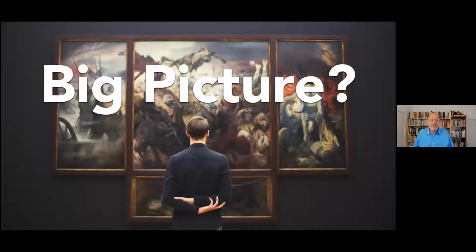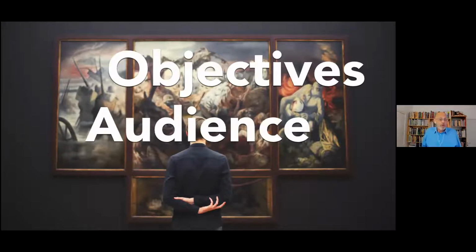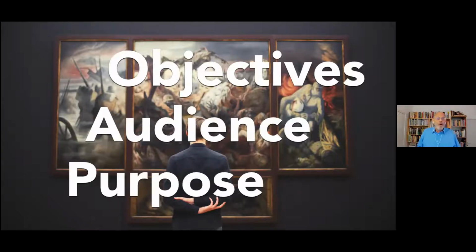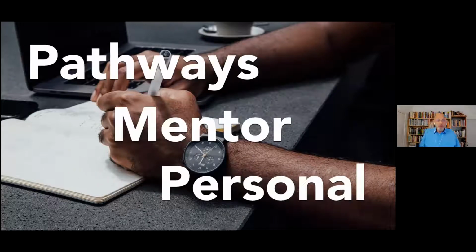So how do you get to know the big picture? Now this is all just quick review. By knowing your objectives for the speech, by knowing your audience, and by knowing your purpose for giving the speech. And last time we looked at knowing your objectives. How to determine them is what we looked at. And what should we include in our objectives? Well, I shared with you that you should include your pathways objectives, your mentor objectives, and your personal objectives. And that's it for last time.